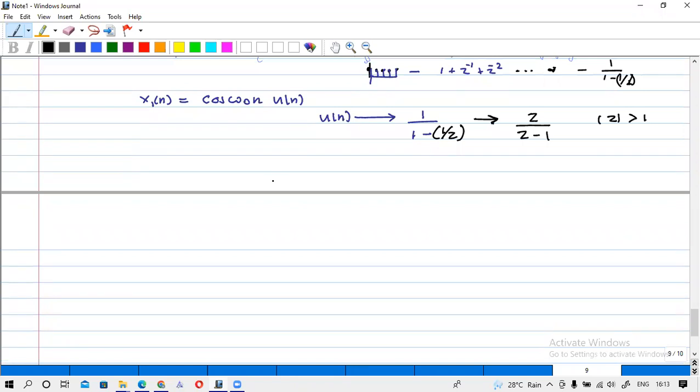Now you can see that if we can write this in a^n form, so here it is a^n. So I think you can use the same property for this one. What is the property? The scaling property.